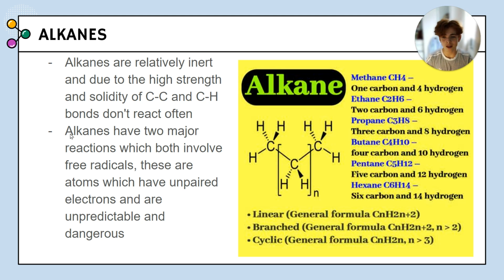Now, the two major reactions that alkanes are involved in both involve free radicals. These are things that have unpaired electrons and are unpredictable and dangerous. If I try to draw a free radical, say a chlorine free radical: a chlorine ion would have Cl with eight dots around it, and a chlorine atom, which would be a free radical, would be Cl with seven dots. It has this unpaired electron which really wants to be paired, and so will go to great lengths to get that electron paired, and that can cause some vigorous reactions and actually make the alkanes react in some way.